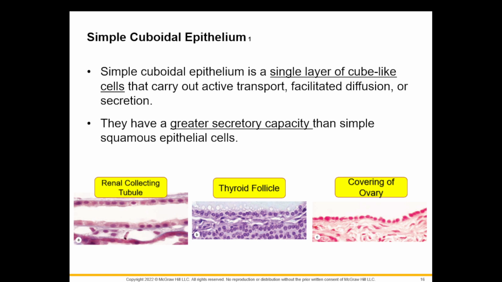So they are found in your ovary. As you can see here, a single layer of cube-like or even spherical appearing cells. Very obvious there. In the ovary, we should be able to secrete our hormones and also your egg cells. Also in your thyroid, as you can see here, a single layer of cube-like or even circular appearing cells. And even here, a renal collecting tubule, one layer on top and another layer at the bottom of your simple cuboidal cells, capable of secretion.